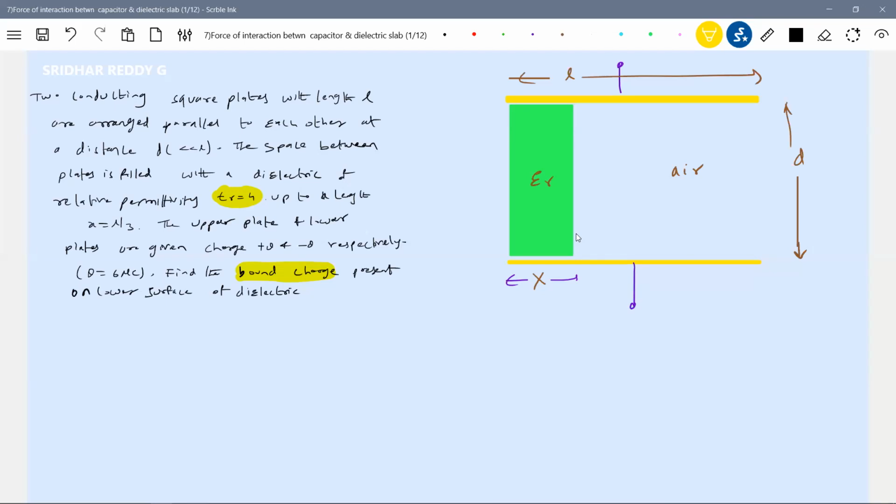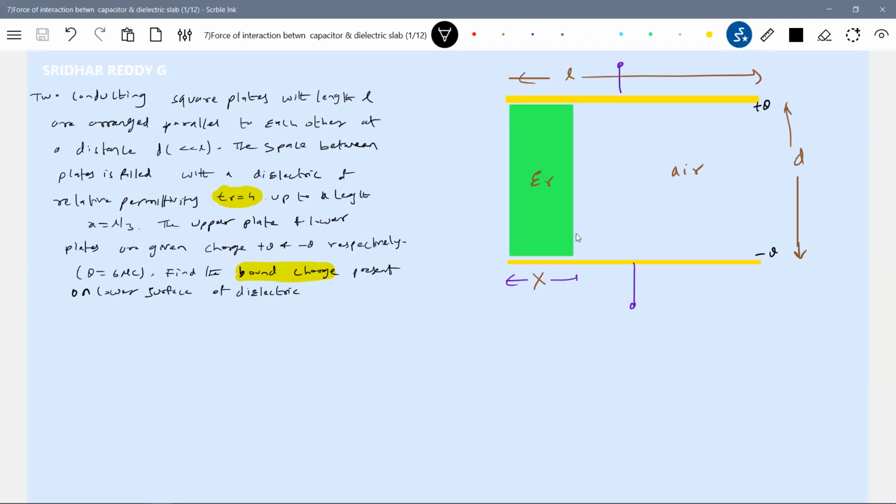Is this capacitor connected to any cell? That's the first primary question. No. Then they were given charges. What were the charges given? The charges given are plus Q and minus Q. Tell me what will happen to the potential difference. This is having a dielectric slab. The potential difference between the plates will be some fixed value.